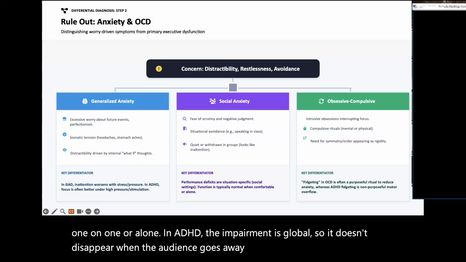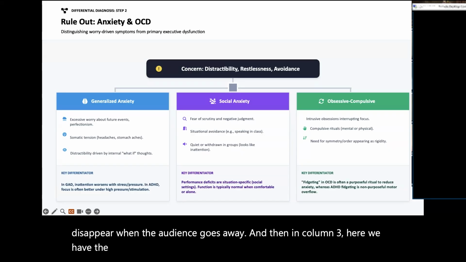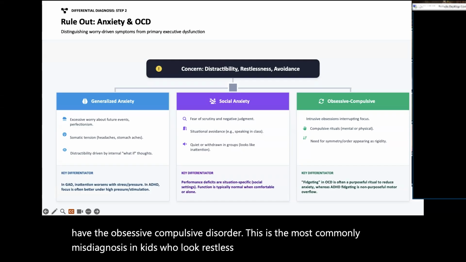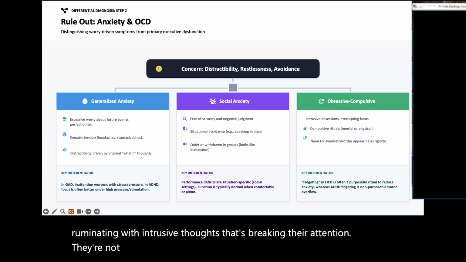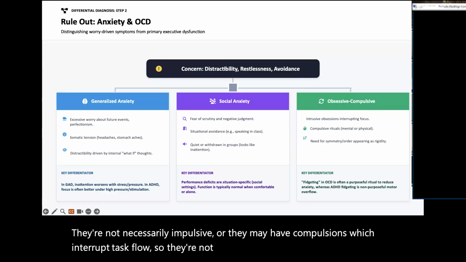And then in column 3 here, we have obsessive compulsive disorder. This is the most common misdiagnosis in kids who look restless or distracted. So they could be ruminating with intrusive thoughts that are breaking their attention. They're not necessarily impulsive. Or they may have compulsions which interrupt task flow, so they're not disorganized. So pay close attention to the fidgeting.